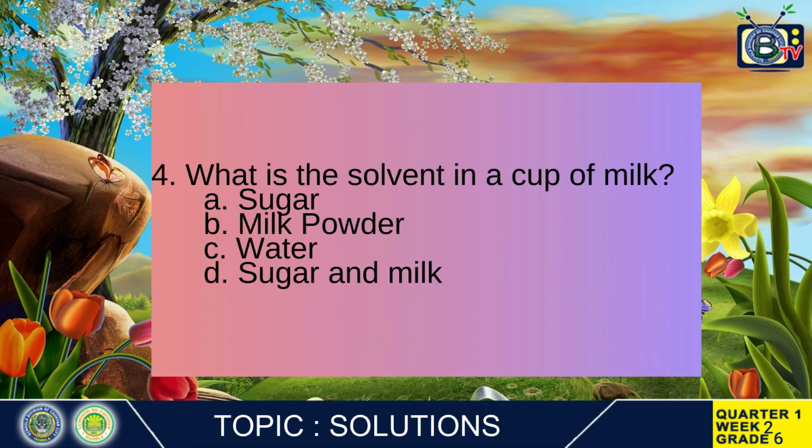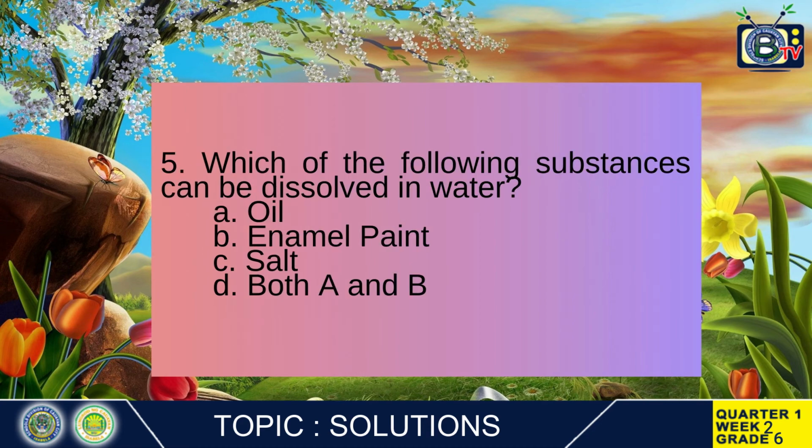Number 4. What is the solvent in a cup of milk? A. Sugar, B. Milk powder, C. Water, D. Sugar and milk. Number 5. Which of the following substances can be dissolved in water? A. Oil, B. Enamel paint, C. Salt, D. Both A and B.